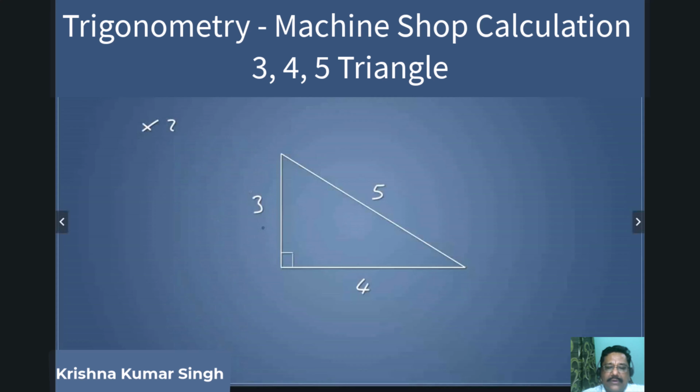For example, multiplying each side by 2 results in a 6, 8, 10 triangle. Multiplying each side by 1.5 results in a 4.5, 6, 7.5 triangle. Regardless of the scaling, as long as the sides maintain the ratio of 3:4:5, the resulting triangle will always be a right angle triangle. So now we come to the conclusion.